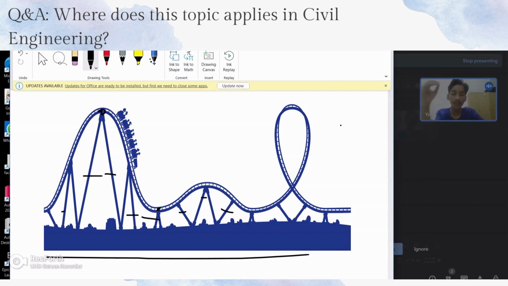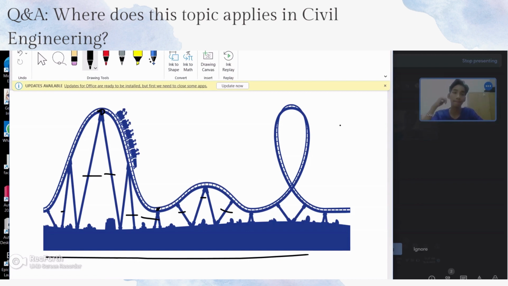So I think the stationary point is very suitable for how they are going to calculate every highest and lowest point to guarantee the safety for the user. So I think that's all.